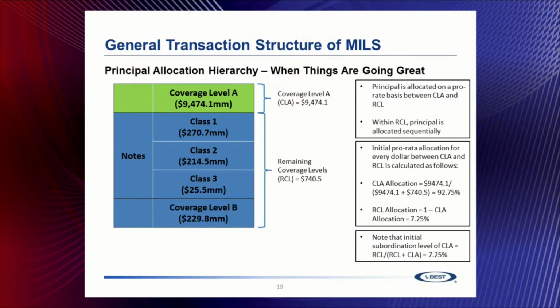So for every $100 that comes in through principal, amortization, and prepayments, initially, $92.75 goes to coverage level A, and the remaining $7.25 goes to pay down Class 1 first, and after Class 1 is gone, Class 2, and so on. So you can see that the liability structure allows for a pay down of the coverage level as well as the notes themselves.